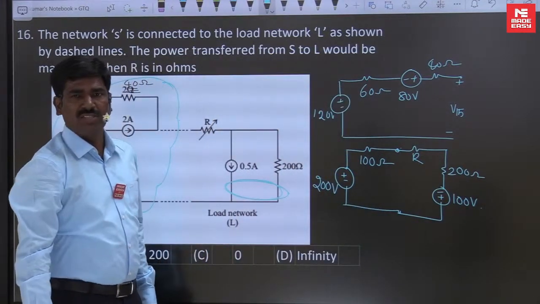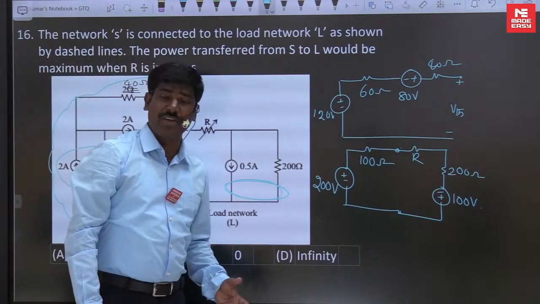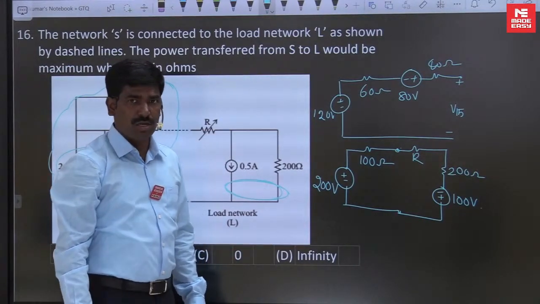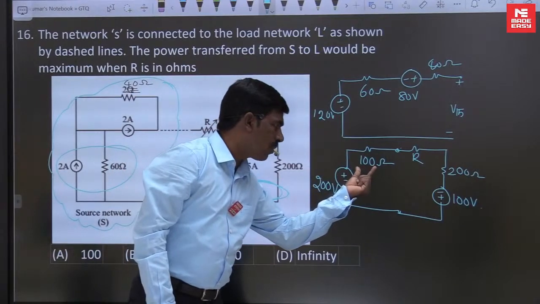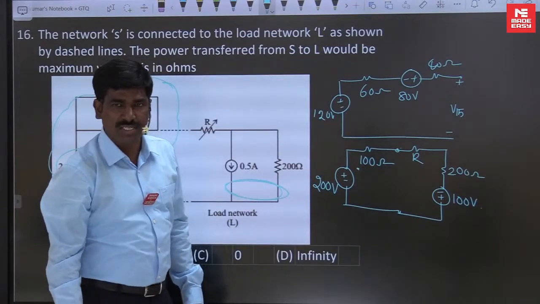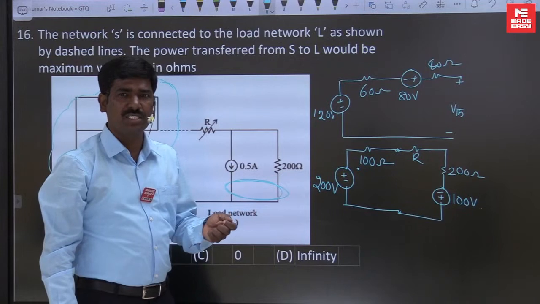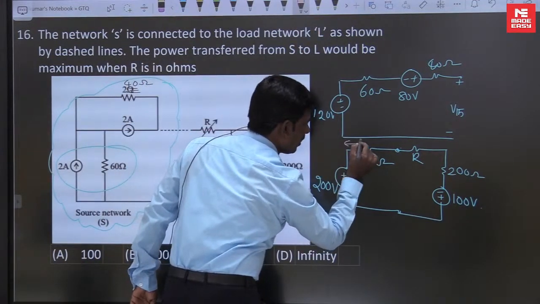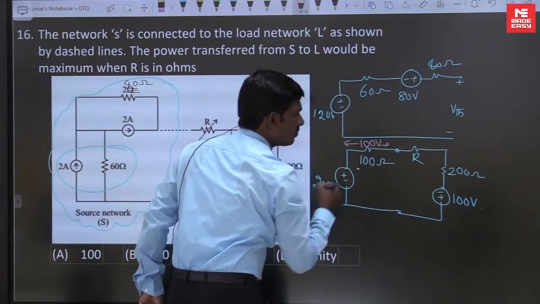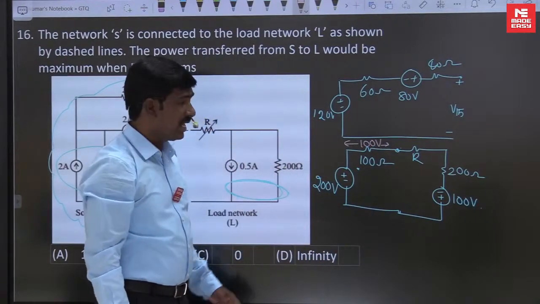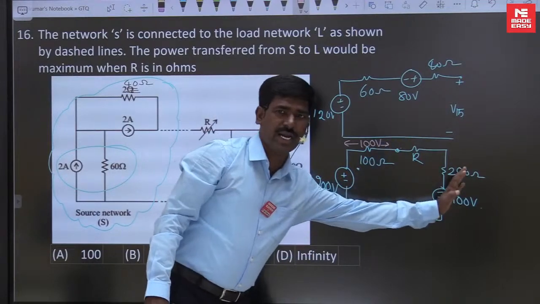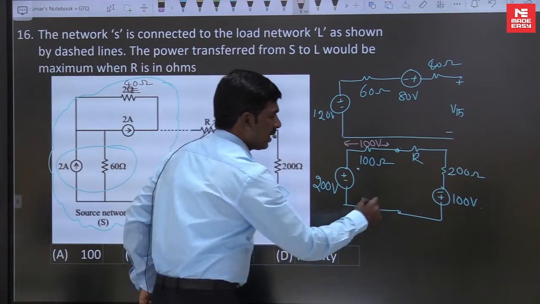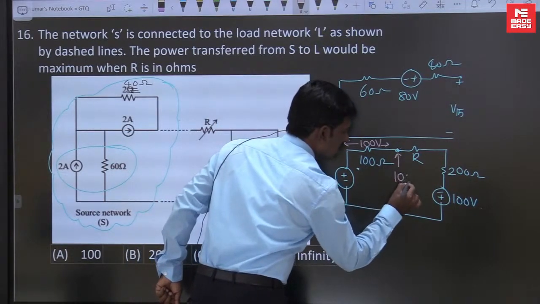The maximum power transfer theorem gives 50% efficiency in a resistive network. Why? Because half of the voltage drops across the source resistance, that's why it gives 50% efficiency. That's why here 100 volts will drop. In maximum power, half is here, half is across the load. So of 200, 100 volts is across the 100 ohms and the remaining across the load.